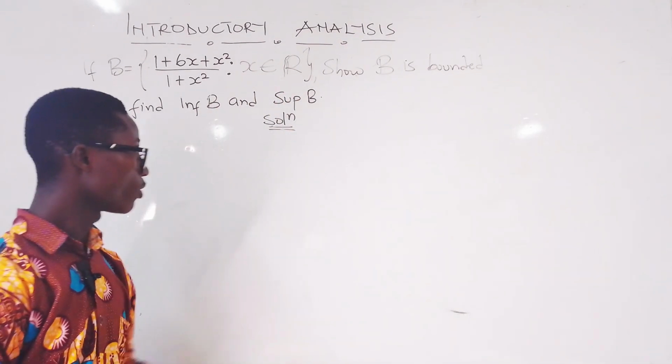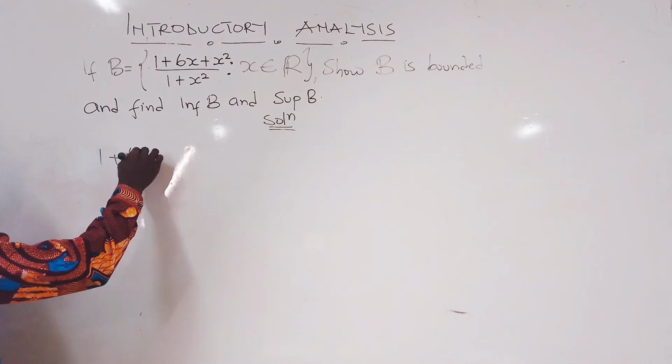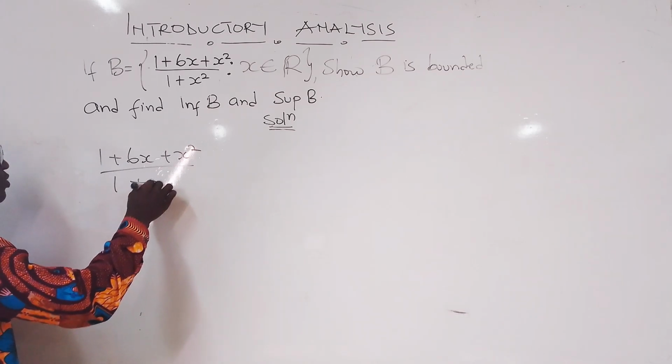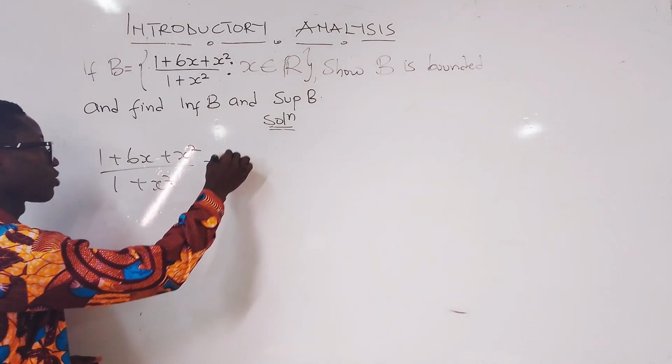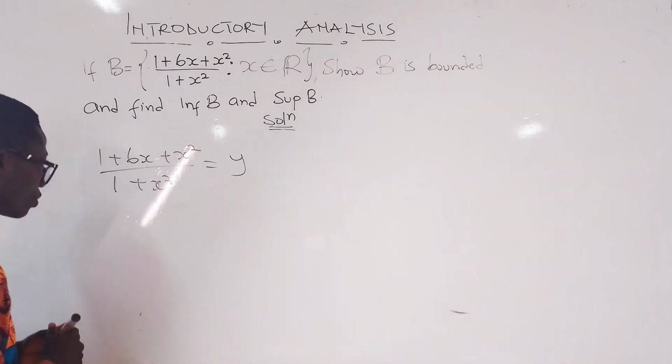Now let's see how we are going to solve this question. We have (1 + 6x + x²)/(1 + x²). So I will let a certain variable represent this whole function. I will let this one equal to y. Then I will look for the values for y. Let's see how we are going to do this.